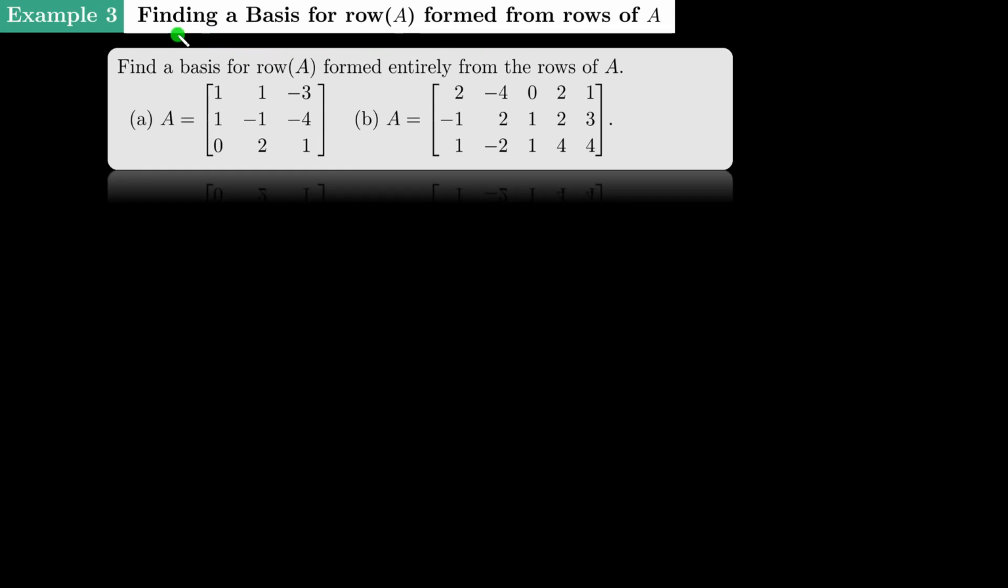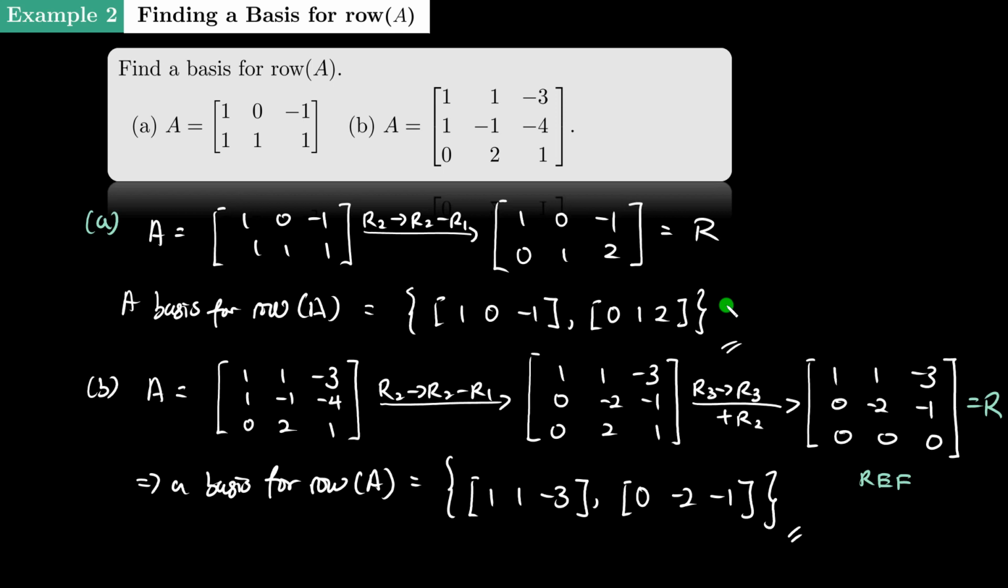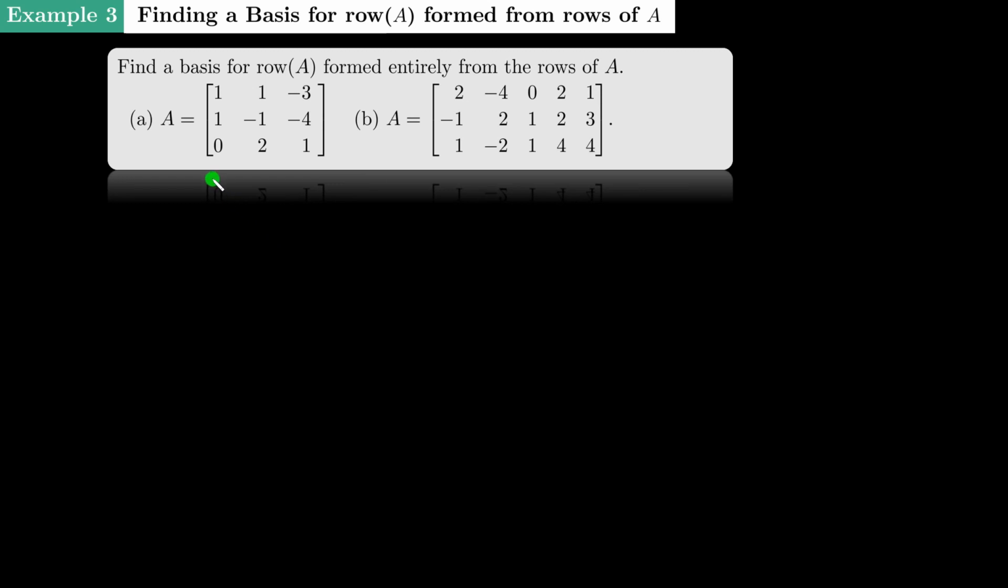Now let's take a look at another type of problem where we are supposed to find a basis for the row space of the matrix A formed from the rows of A. Notice in our previous example, our basis for the row space of A is formed from the rows of the row echelon form R and not from the rows of the original matrix A. So in this question, we are supposed to find a basis for row space of A formed entirely from the rows of A, which means that your basis vectors are to be selected only from the rows of the matrix A. You cannot use the row vectors from the reduced echelon form R.